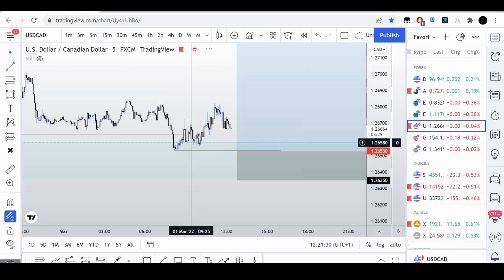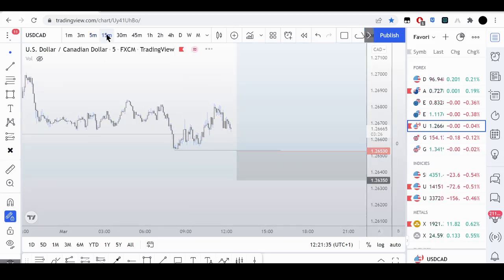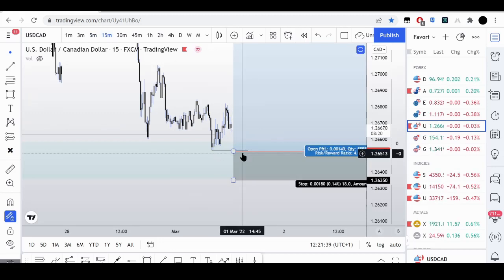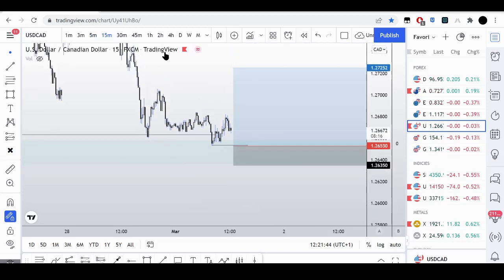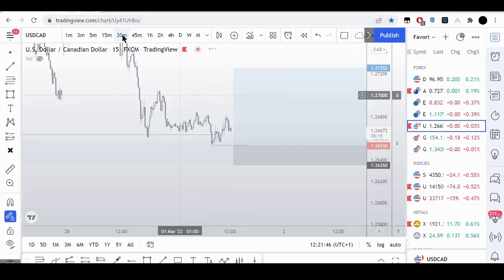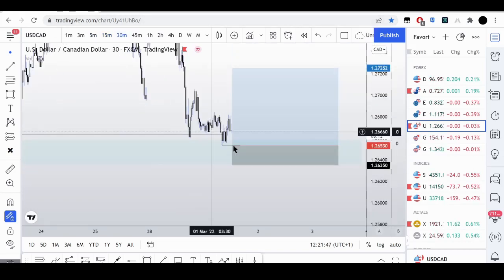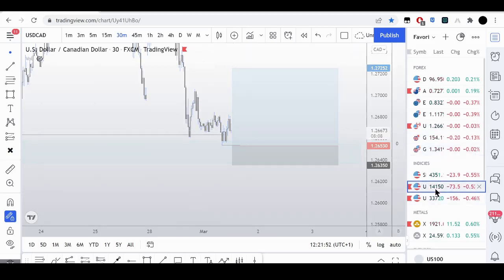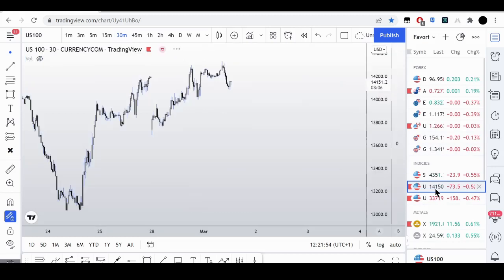you know, the delivery isn't that sweet. So I would rather see another drive down, take out these lows, turtle soup this during New York, and then we fly. That's what I'm thinking is gonna happen. So I might put a buy limit right here. That's what I might do. I'm already in a buy limit on US100, but I'm thinking about putting a buy limit on USD CAD as well.